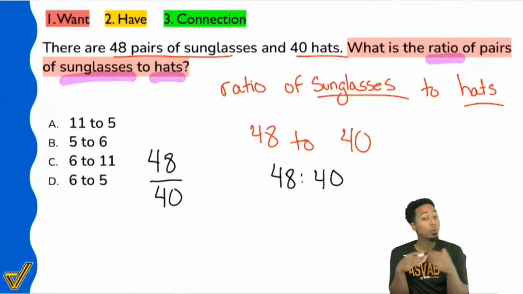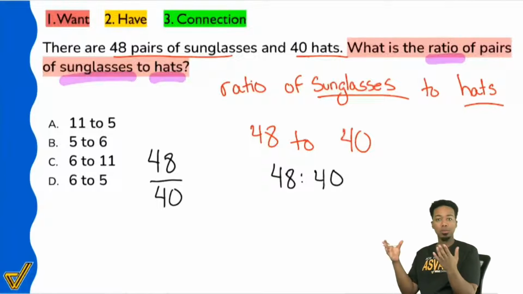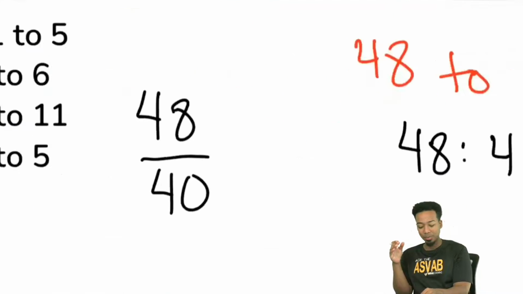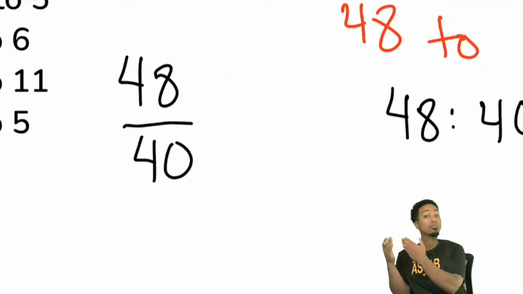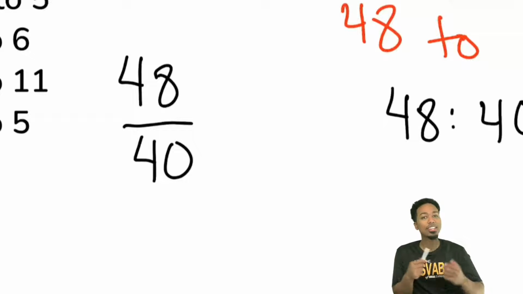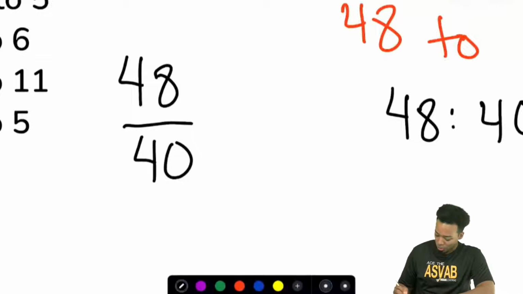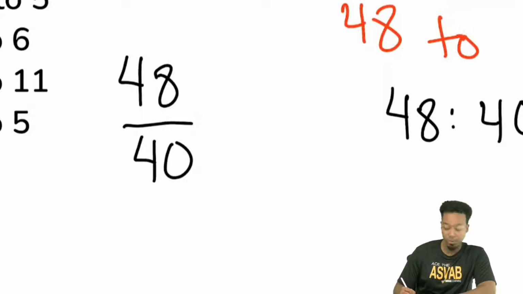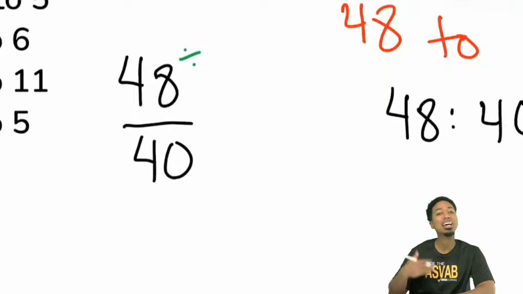What's the biggest number that we can simplify with? What number can we divide into 48 and 40? Nice. I see a lot of us are saying 8. Everybody's saying 8, which is a good thing, and that's correct. 48 and 40 are both divisible by 8. So what we can do right over here is simplify the fraction, because that's the same thing as simplifying a ratio. One more time. Simplifying a fraction is the same as simplifying a ratio.